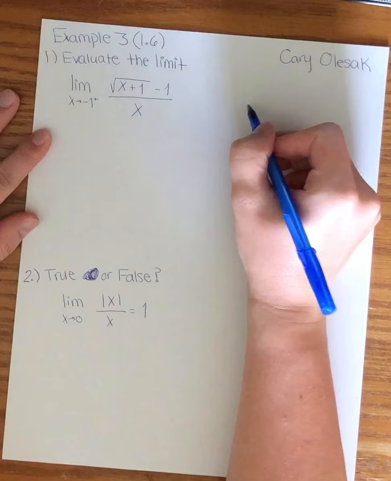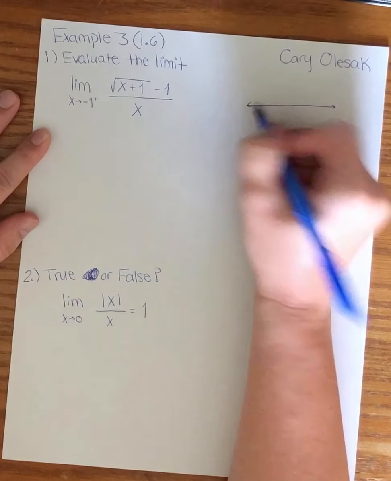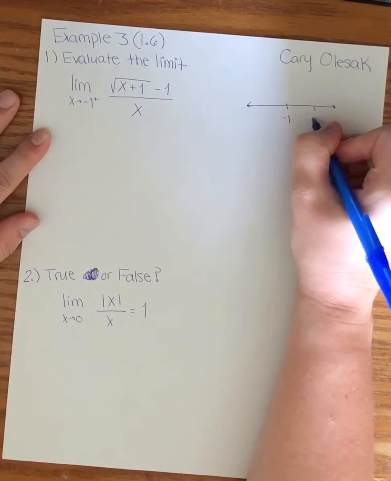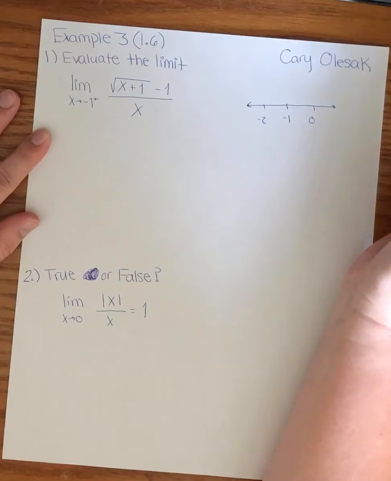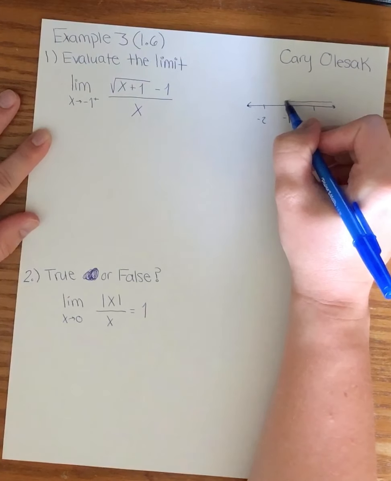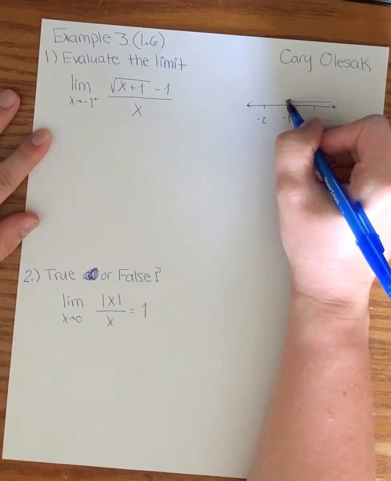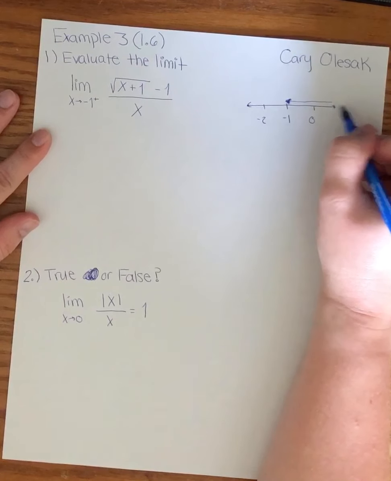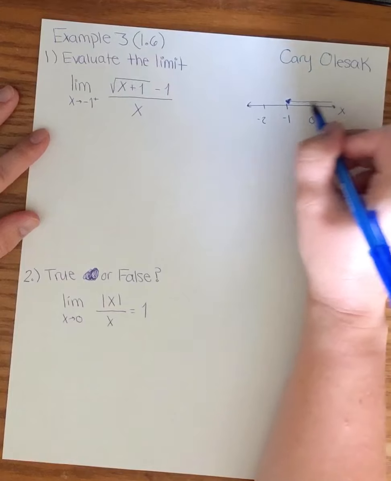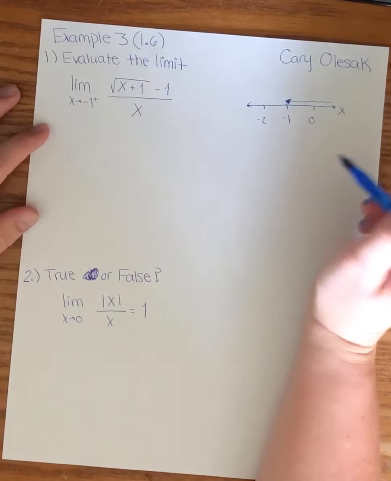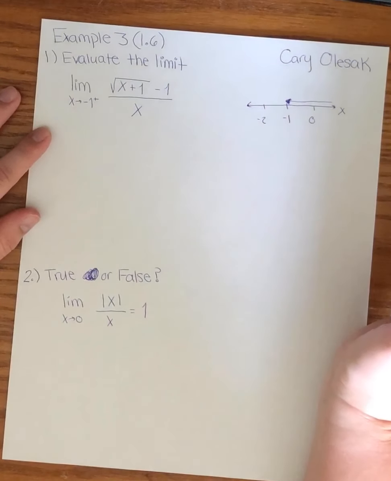And on a number line, I'll show. With -1, and let's say 0 and -2, what that means is they want to know what the function is doing when it approaches -1 from the right side of the x, like this number line is representing x values. So they want to know from the right side, what is the function doing? They don't want to know about the left side. All they care about is the right side at -1.